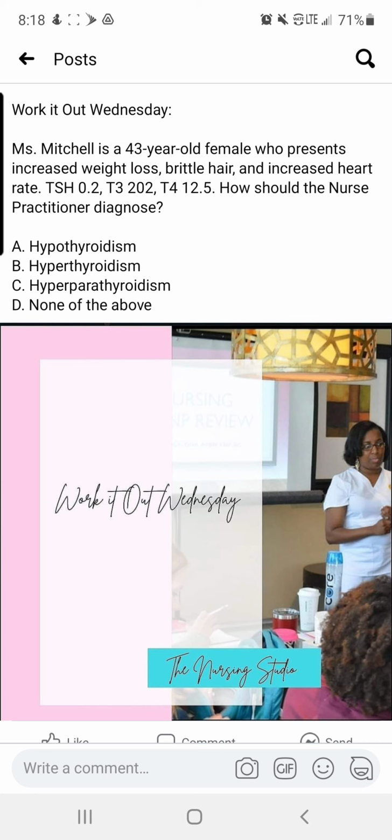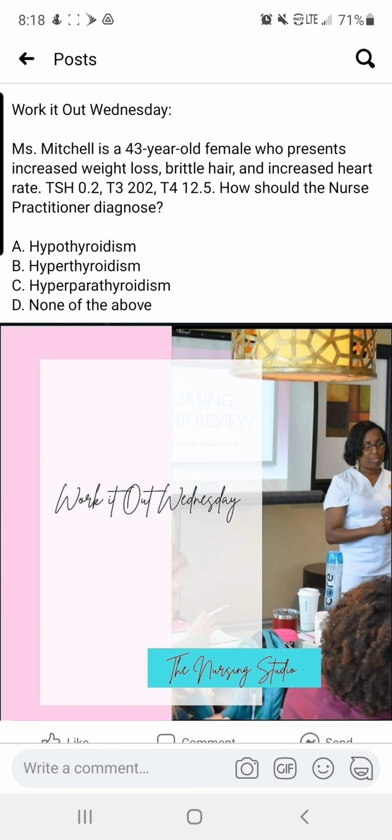This question for the week states, Miss Mitchell is a 43-year-old female who presents with increased weight loss, brittle hair, and an increased heart rate. The TSH is 0.2, the T3 is 202, T4 is 12.5. How should the nurse practitioner diagnose?